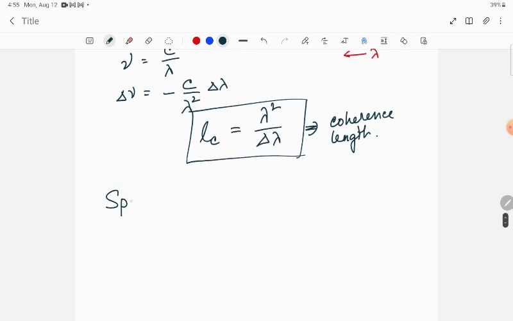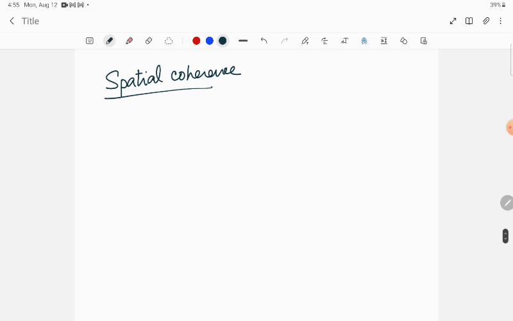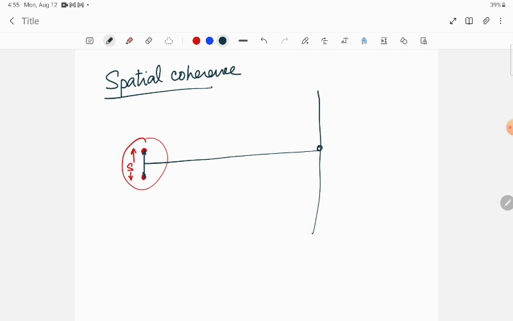The other sort of coherence that I said was the spatial coherence. This is a little more qualitative form that I'll be discussing here. So consider a source of light, and you can consider two spots on the source which are separated by a distance s. And I have another observation point A where I am sitting, and the beams from these two spots are traveling to A. This A is at a distance r from the source S.